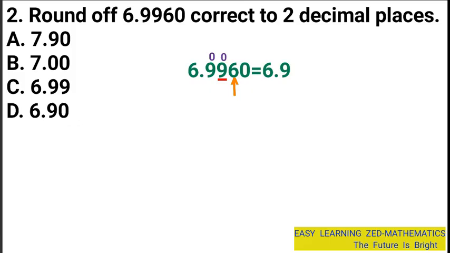So the answer is 7.00 when we round off 6.996 to 2 decimal places. Our answer here was 7.00, and the answer was B. Let's go to question 3.